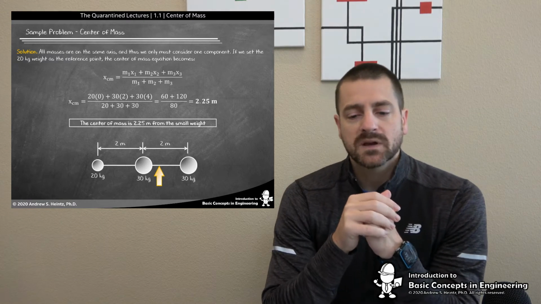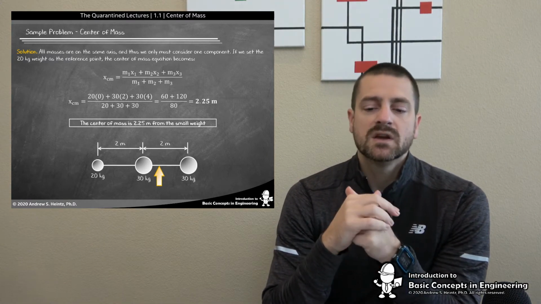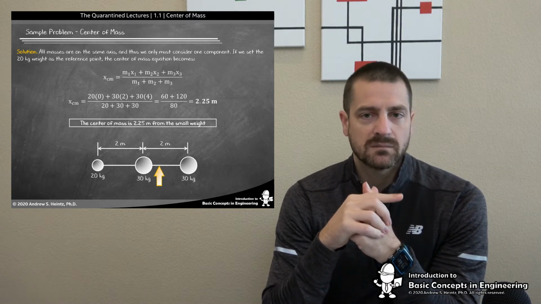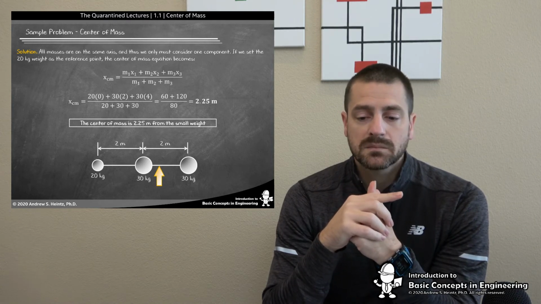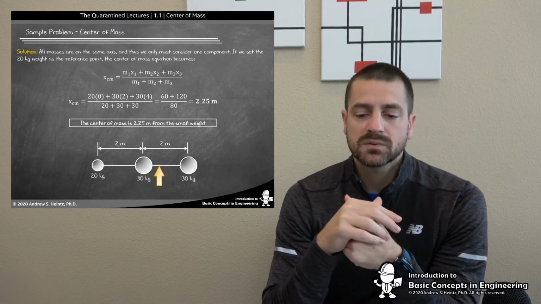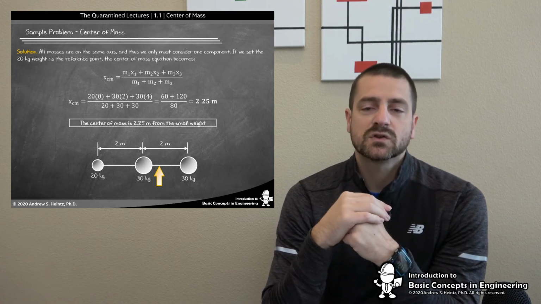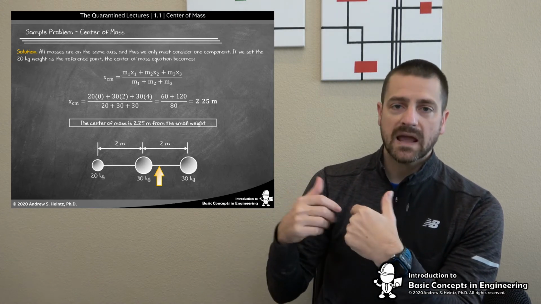Because all masses are on the same axis, we really only have to use the x position here, which is fine. So it's m1x1 plus m2x2 plus m3x3 divided by the sum of the masses, which is 20 plus 30 plus 30. That's 0, plus 30 times 2, plus 30 times 4, so 60 plus 120, divided by 80. So it's at 2.25 meters, which means that it's 2.25 meters away from the small weight, right?